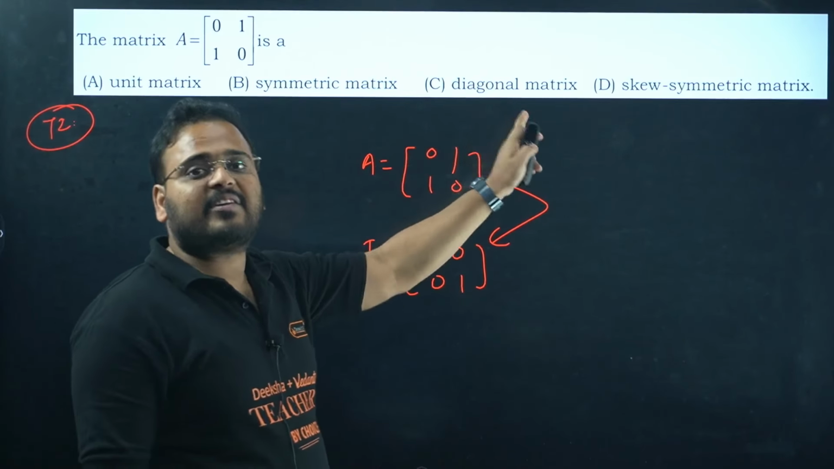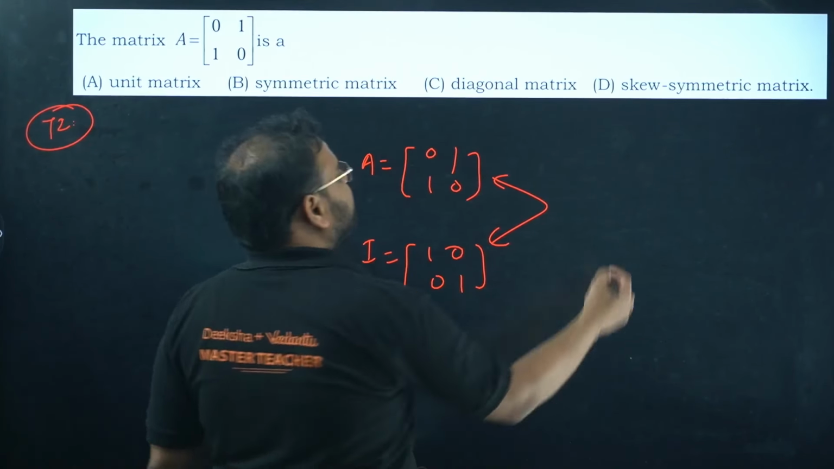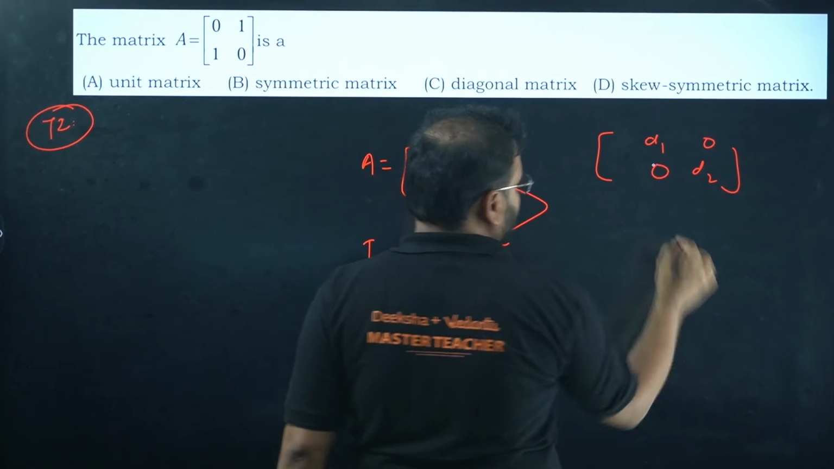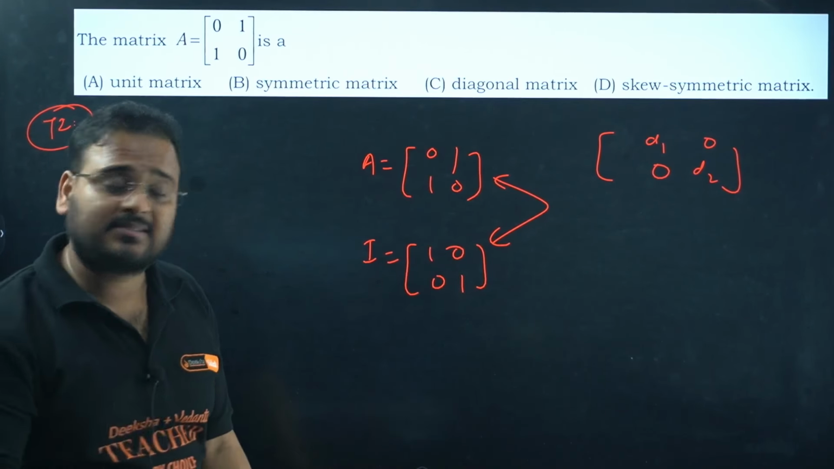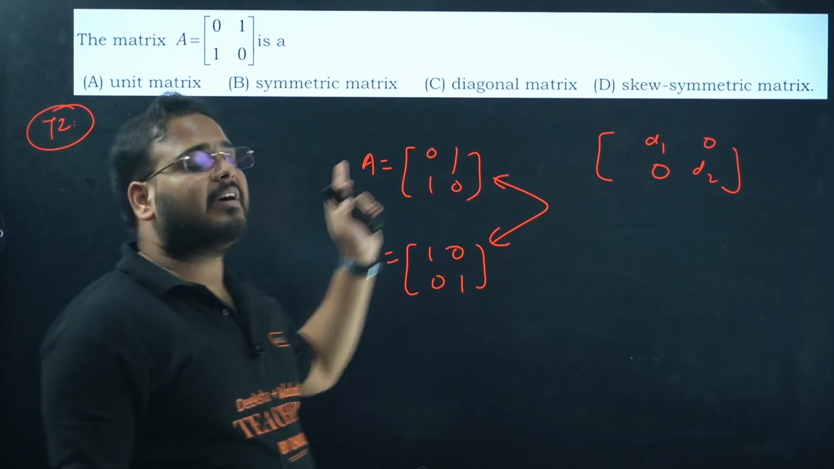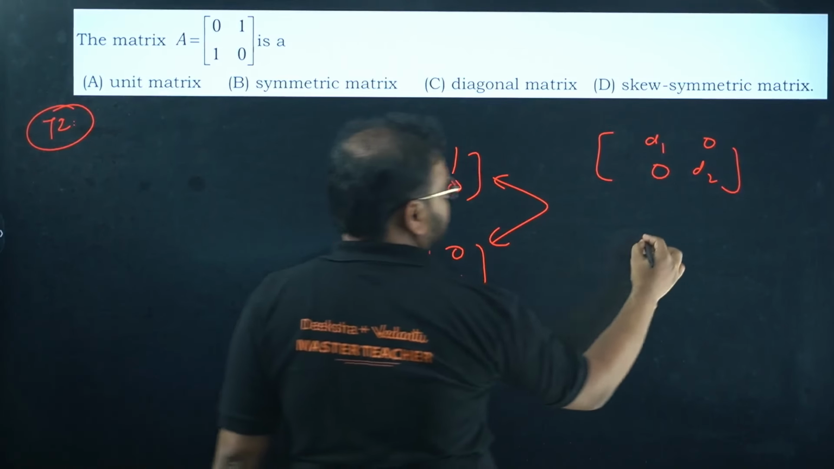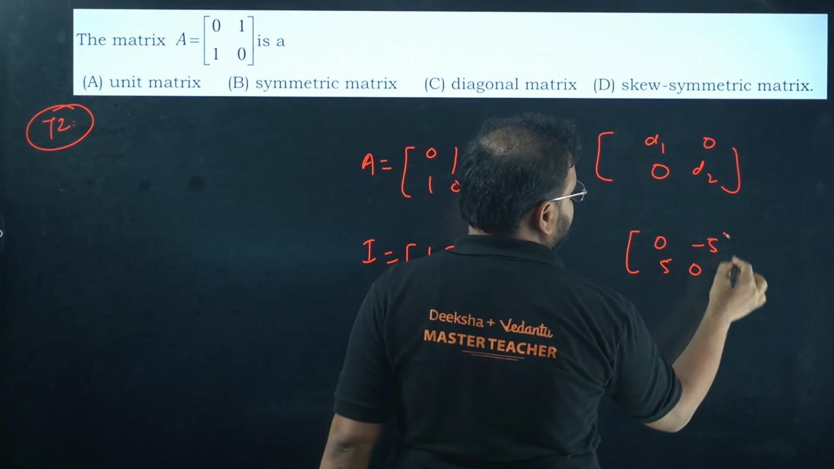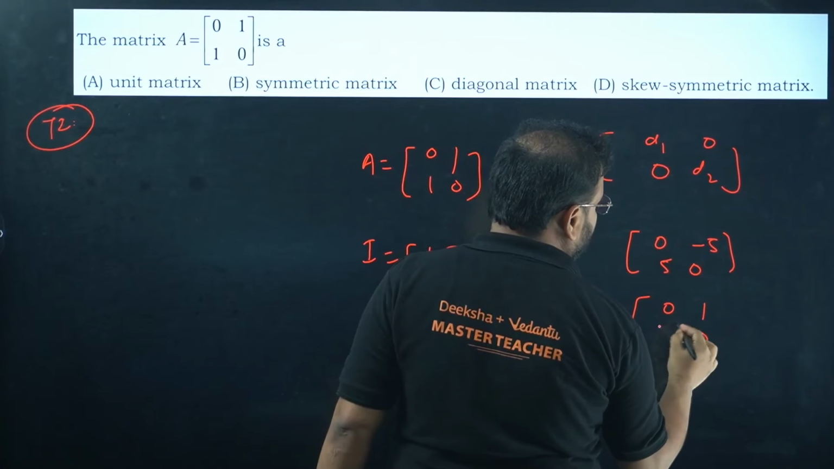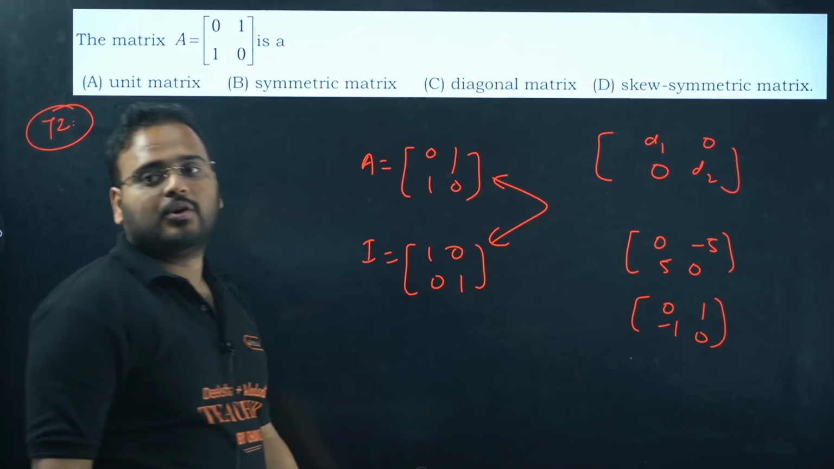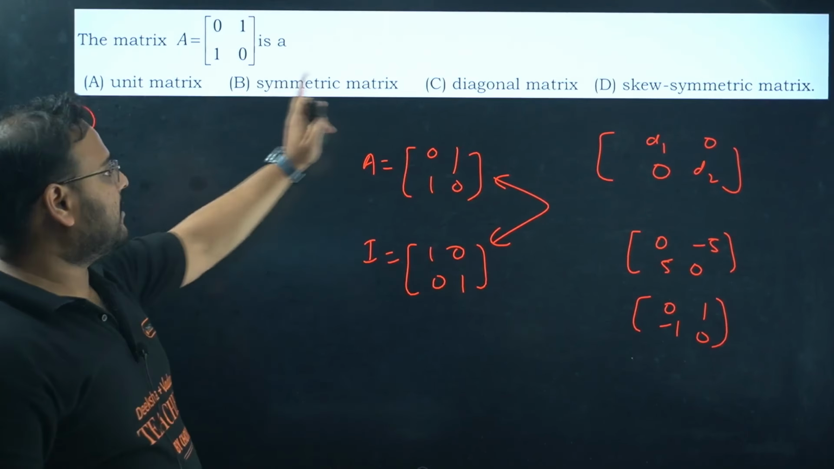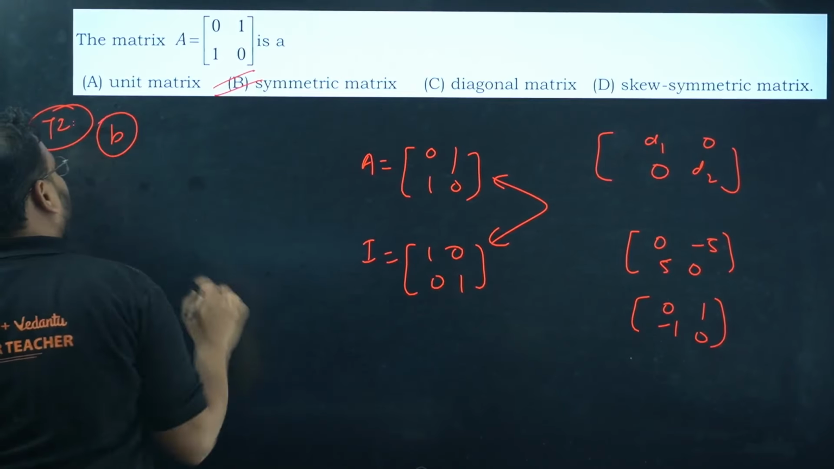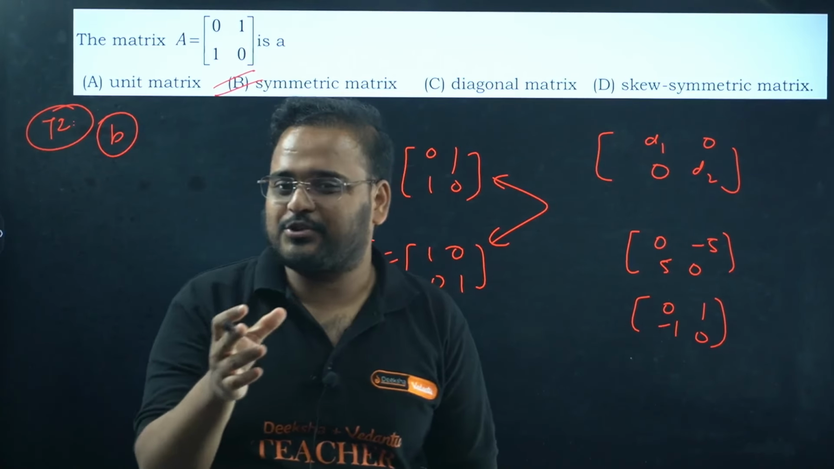Diagonal matrices are the matrices which have diagonal elements D1, D2 and the other two are 0. That's a diagonal matrix. Skew symmetric only when signs will be opposite. If it is minus 5, it will become plus 5, or 1 and minus 1, then it is skew symmetric. So option A is not there, C is not there, D is not there. What is the option? Symmetric. A very small but interesting question.